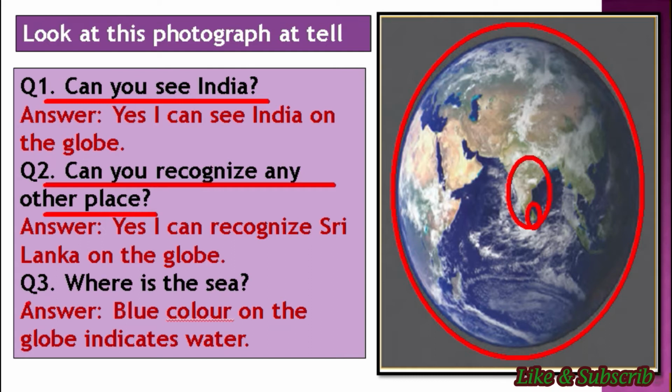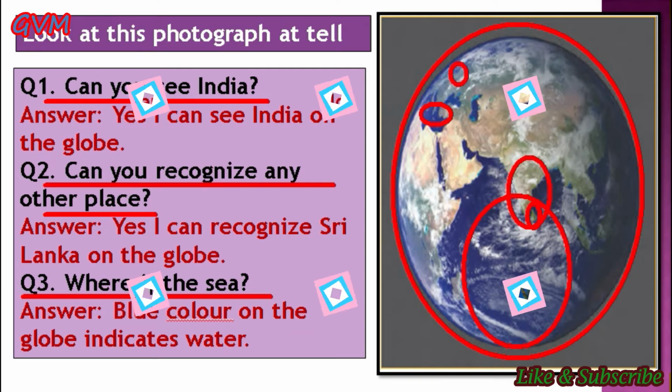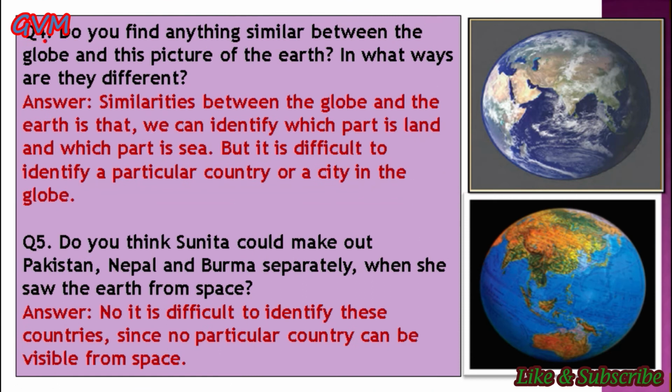Now students, the next question is, where is the sea? Students, all the bluish color that you observe in this image is the sea. That is to say, the blue color on the globe indicates water, as you can see here. This all is the water here, here indicates water.